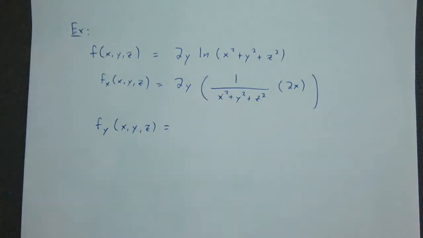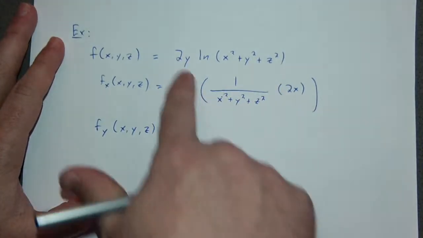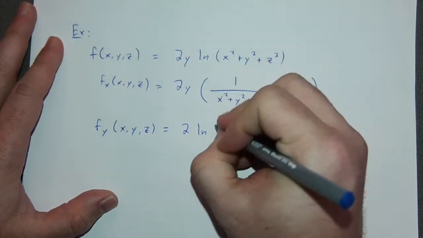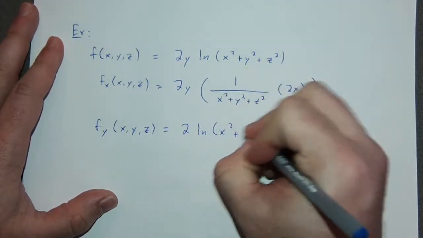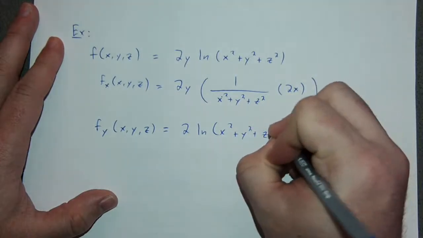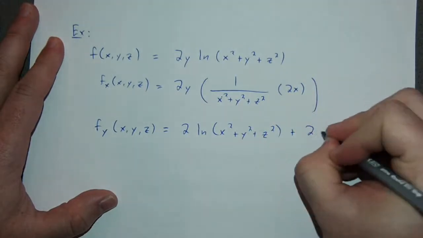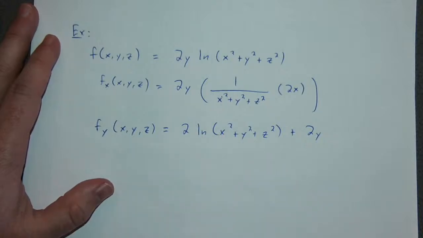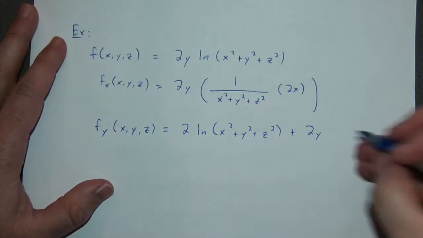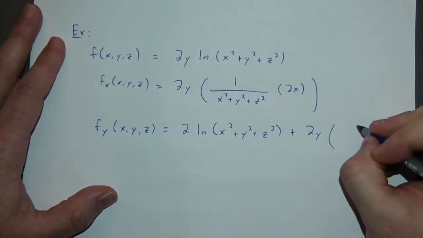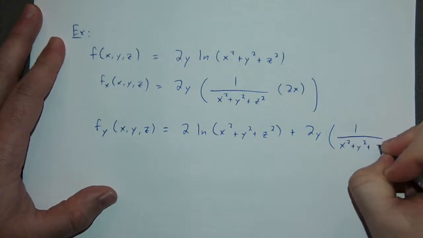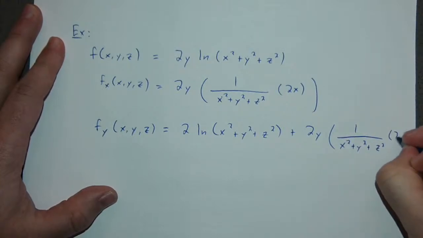And so taking the derivative of the first thing, 2y, I just get 2. So I get 2 times natural log of x squared plus y squared plus z squared, plus 2y times the derivative of ln of x squared plus y squared plus z squared with respect to y. So this is 1 over x squared plus y squared plus z squared times 2y.